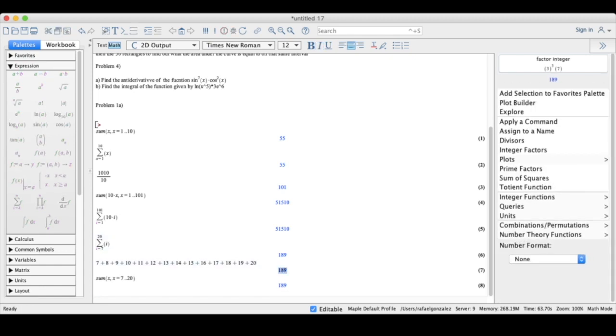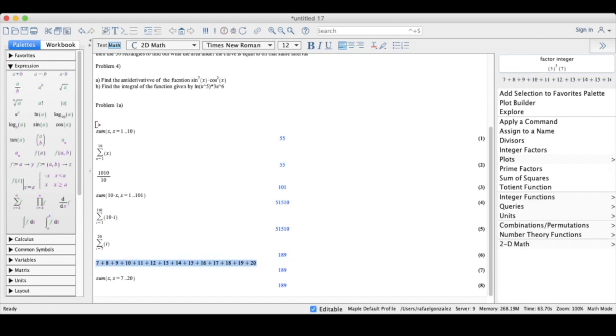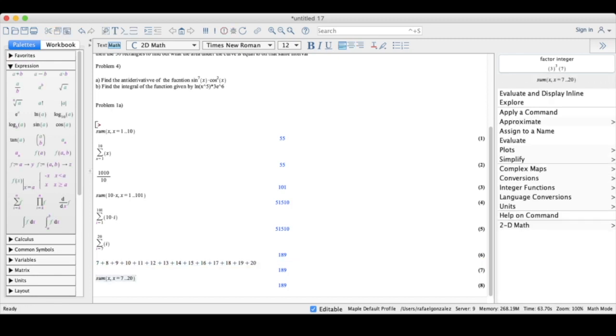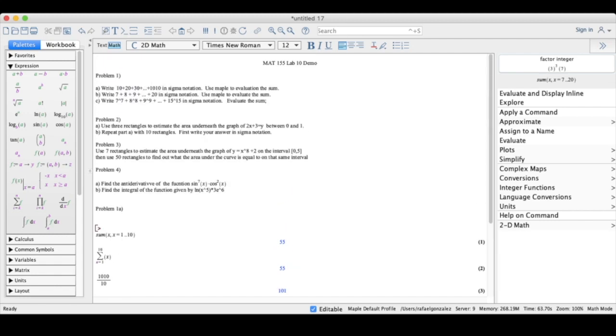Now, why is this way not useful for us? Well, because I could give you a sum going from, let's say, 1 to 2,000, and doing that by hand could take quite some time. So we have computers to do this for us. We have Maple that could do this for us very quickly.